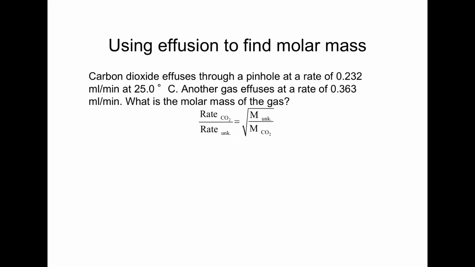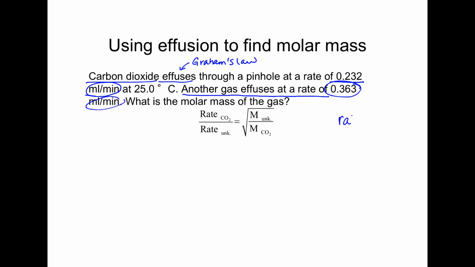I'm going to read through the problem, and I'm going to pay attention to what numbers I have and what variables I need. It says that we have carbon dioxide, and it effuses. Anytime we see that word effuses, it probably has to do with Graham's law. And it says it effuses through a pinhole, and its rate is 232 milliliters per minute. Then another gas effuses at a rate of this. So it looks like I have two rates.